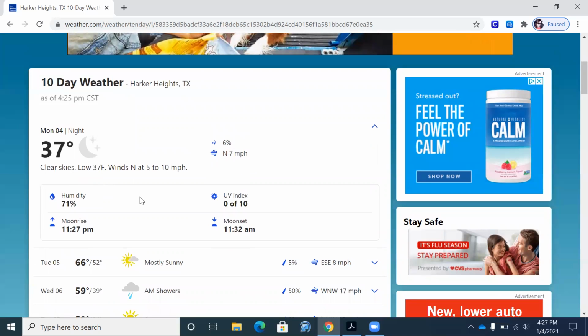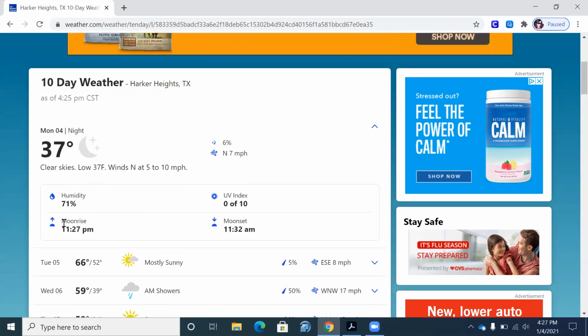It also kind of tells you something cool, like when you actually start seeing the moon and when the moon is starting to set, times like that. So that's pretty cool too.